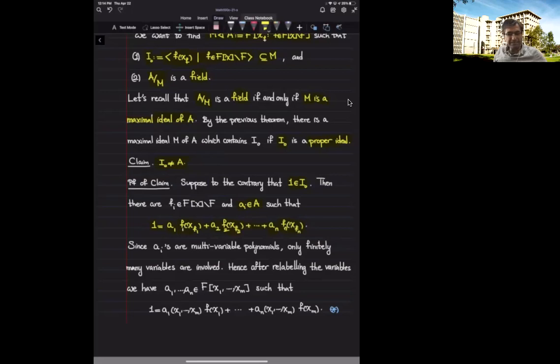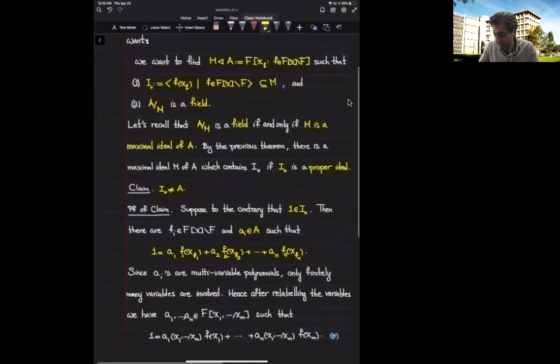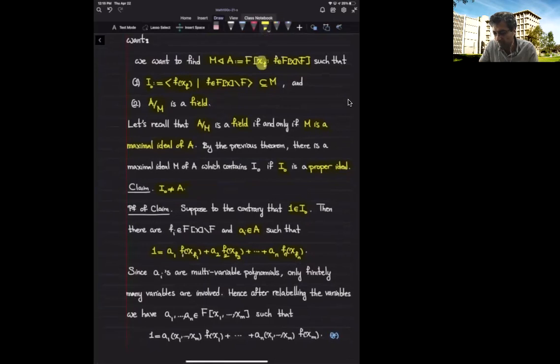So there are too many indices, there are too many decorations. In order to make it a bit more simple, we notice a few things. These a sub i's are multivariable polynomials, but every polynomial only involves finitely many variables. So even though I've started with a huge number of variables over here, one variable for every non-constant polynomial, every element of this ring has only finitely many variables.